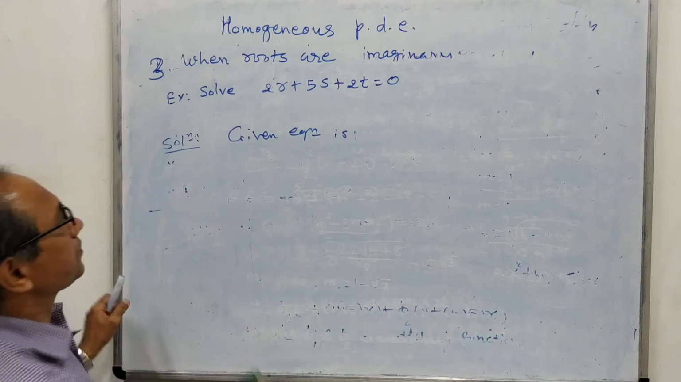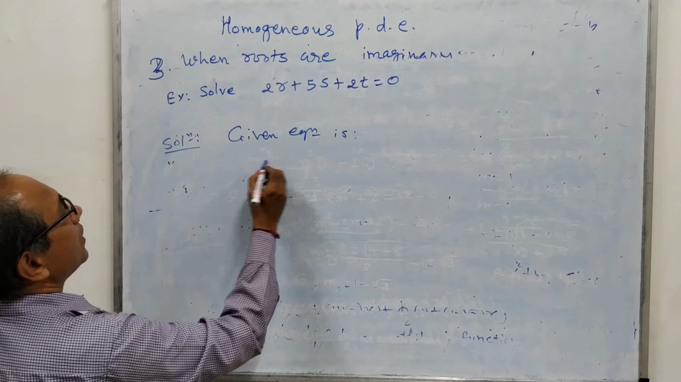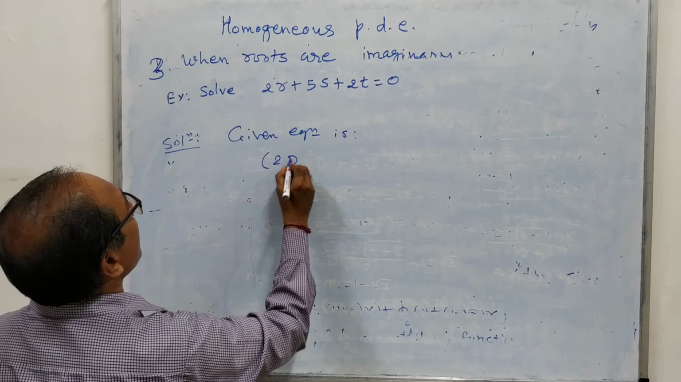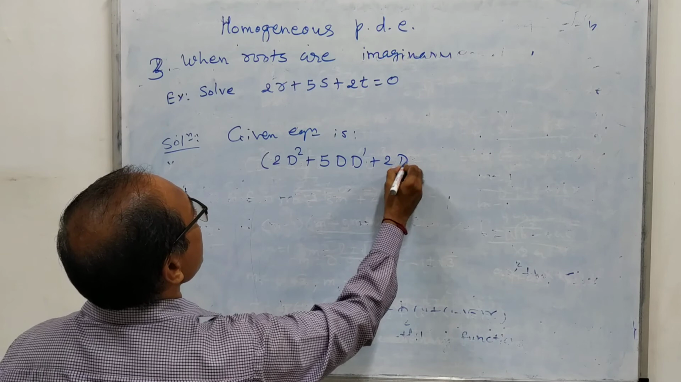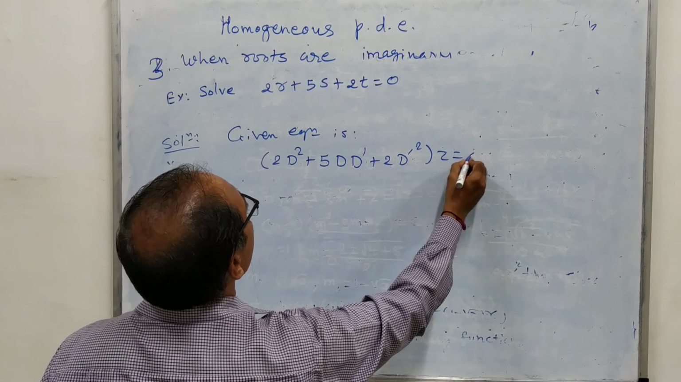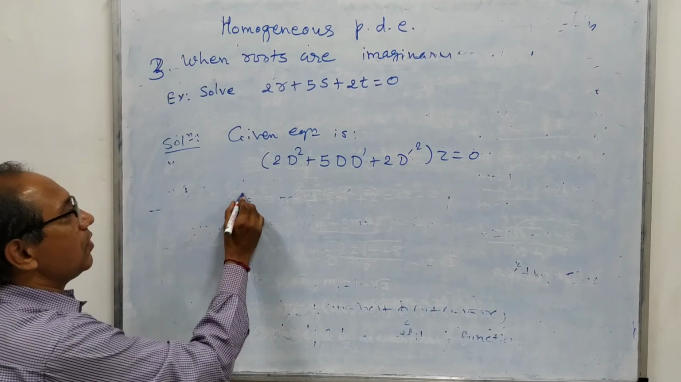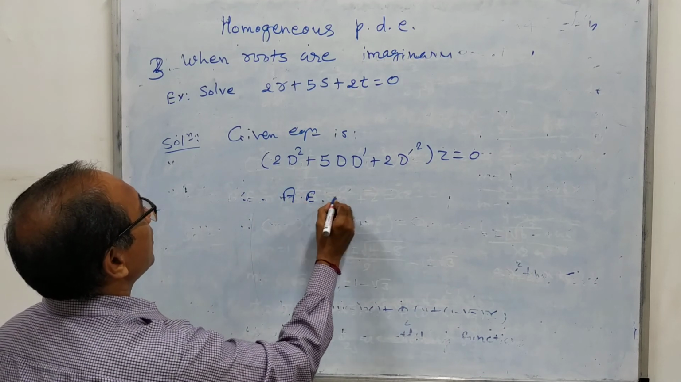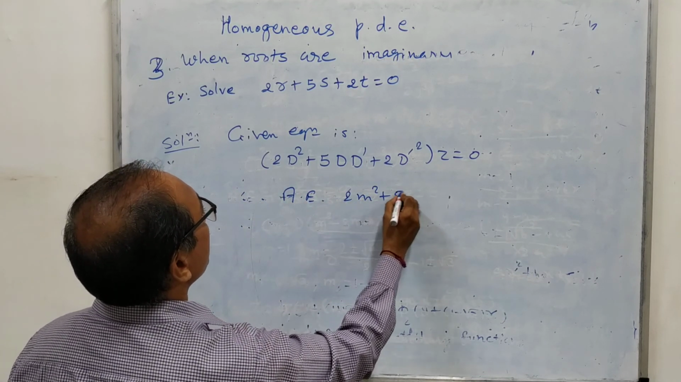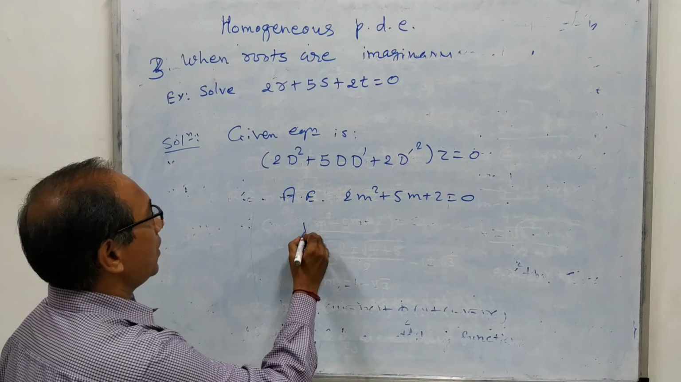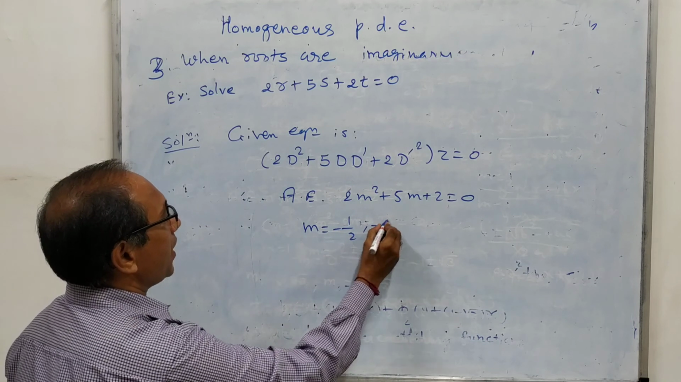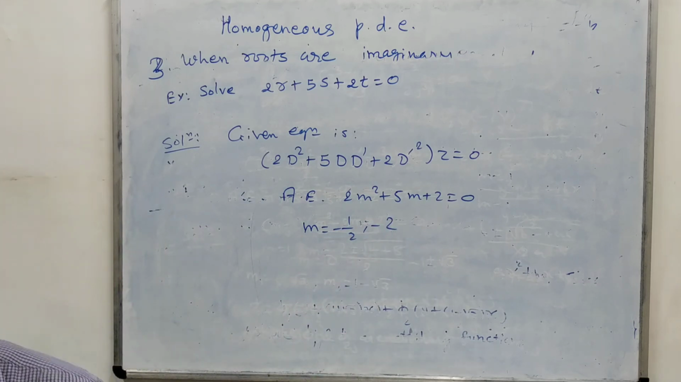So now this equation is nothing but (2D² + 5DD′ + 2D′²) z = 0, where r is D², s is DD′, and t is D′². And therefore the auxiliary equation is 2m² + 5m + 2 = 0. So friends, you solve it yourself. It has the two roots, −1/2 and −2. One is m1 and the second is m2, and you can write down the solution. Okay, thank you. Next time we will see another part of finding the particular integral.